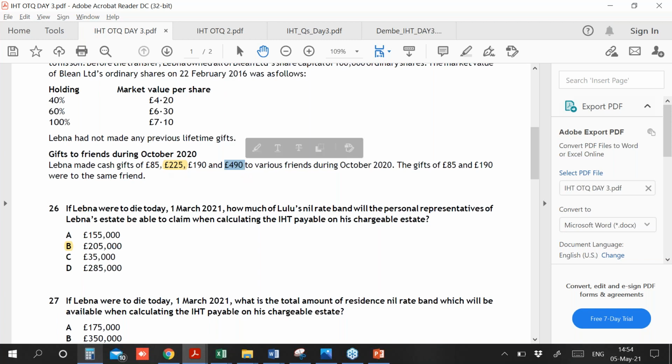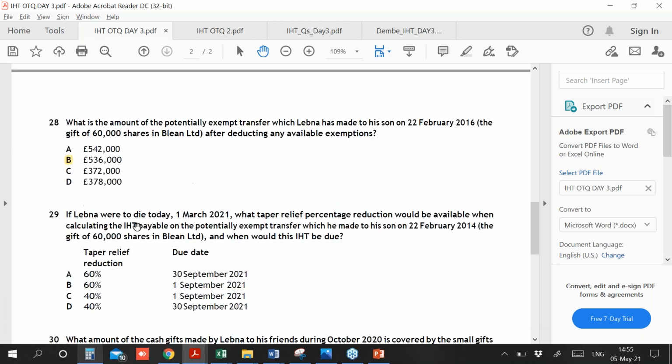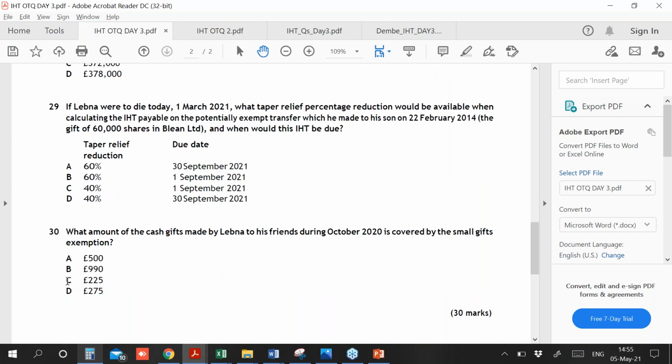And as far as the 85 and 190 are concerned, because they are to the same person, that is why they have crossed the value of 250. So my correct answer is C, which only states 250.